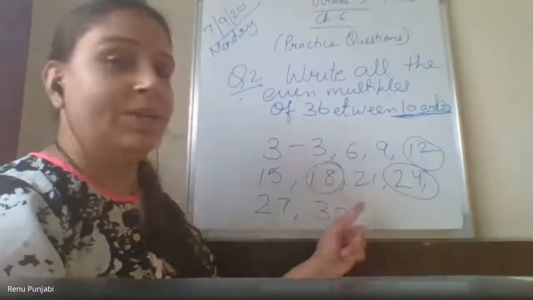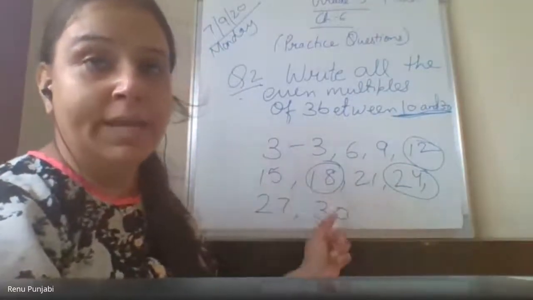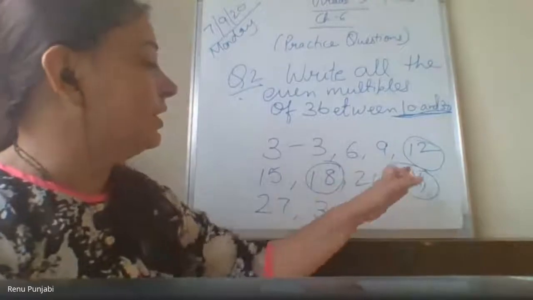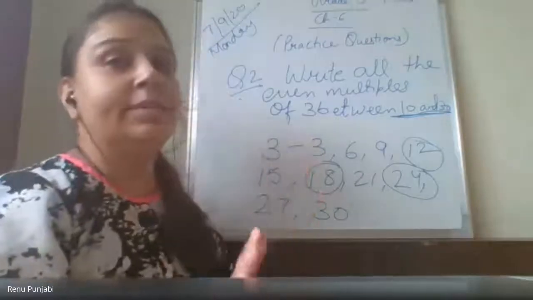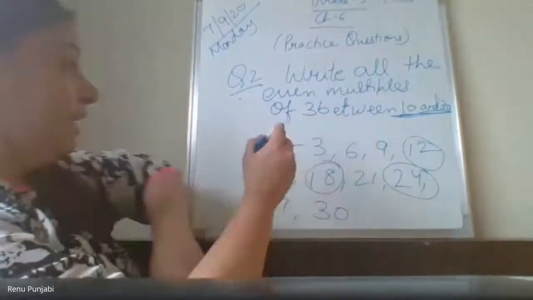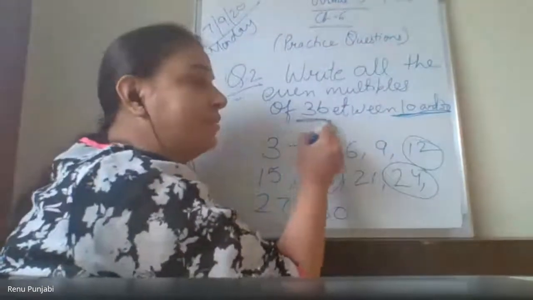Yes, ma'am. So which are the numbers which are common and even? 12, 18, 24. Yes, so the answer is 12, 18, 24. Am I clear? It will come 30 also. Same way with the 10 table. No, now you will not write the table of 10 because it needs only the multiples of 3.